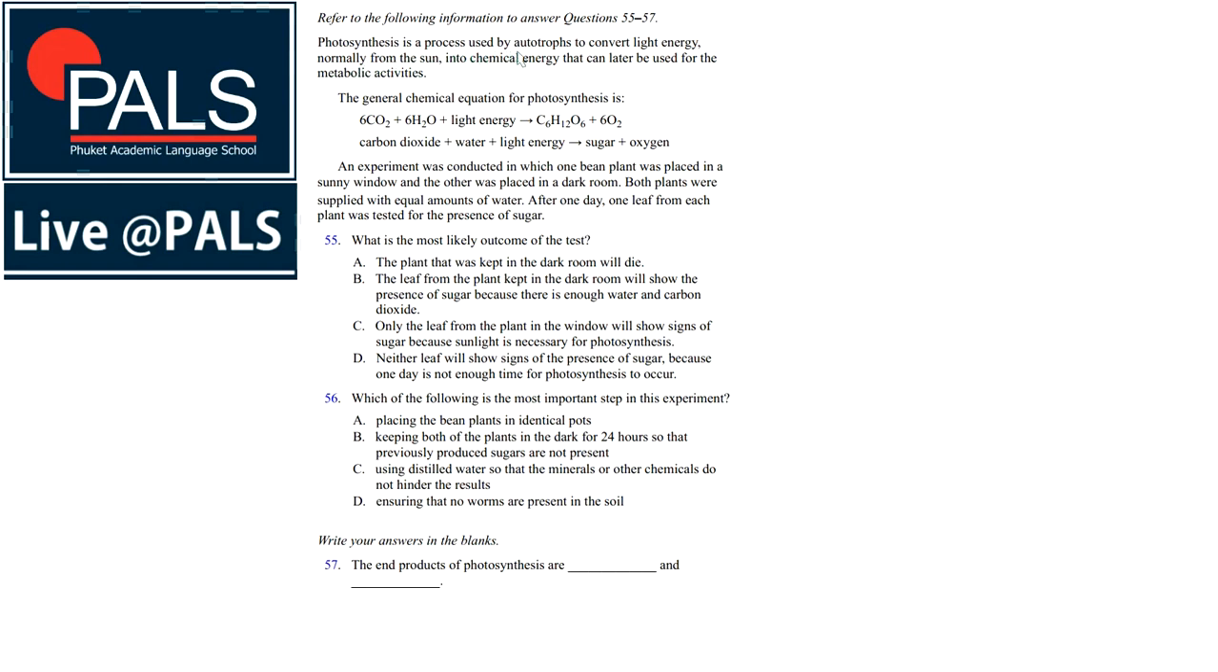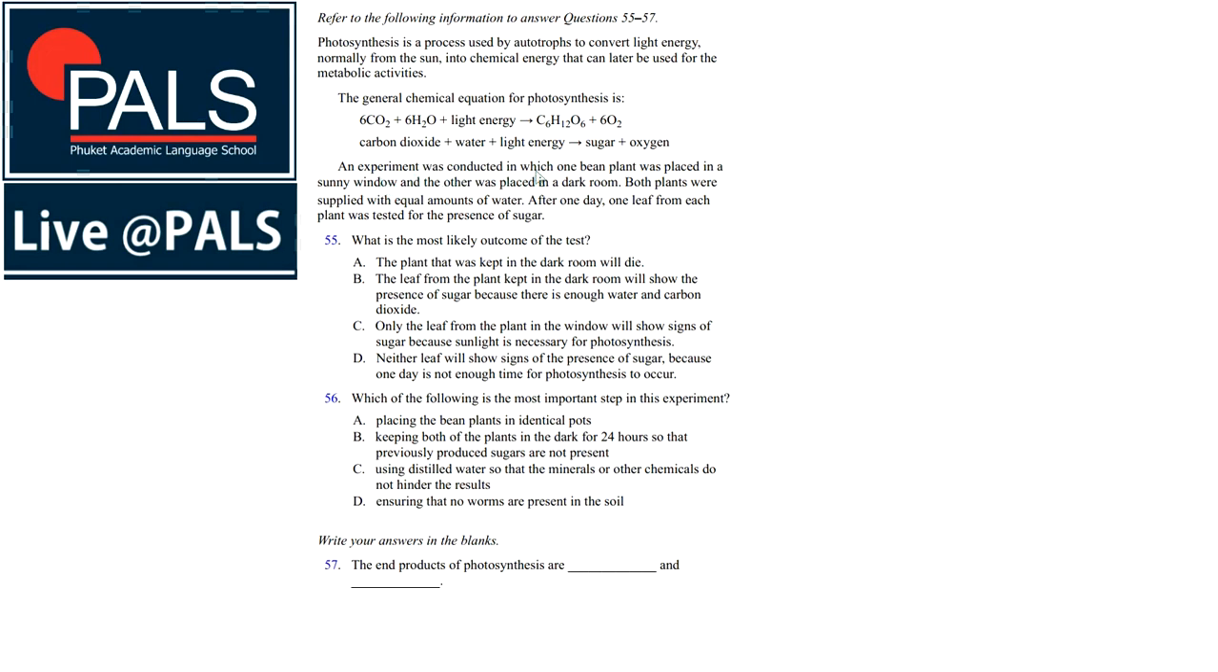Photosynthesis is a process used by autotrophs to convert light energy, normally from the sun, into chemical energy that can later be used for metabolic activities. The general chemical equation for photosynthesis is 6CO2 plus 6H2O plus light energy reacts to form C6H12O6 plus 6O2, or in words, carbon dioxide plus water plus light energy gives sugar plus oxygen.